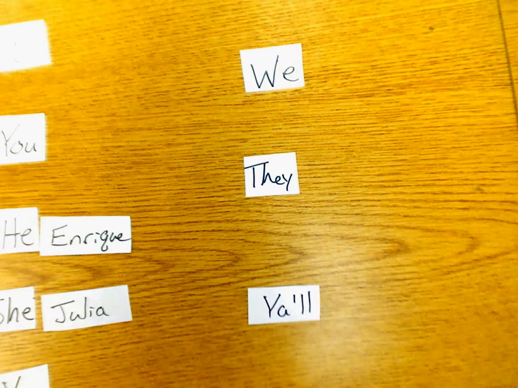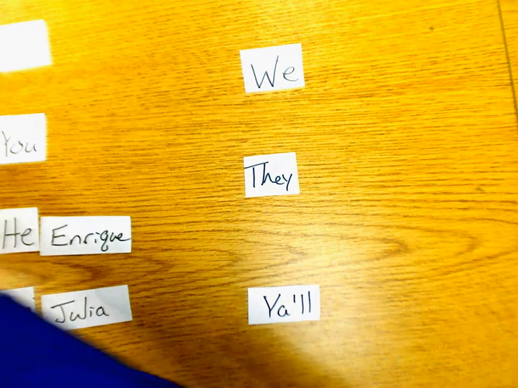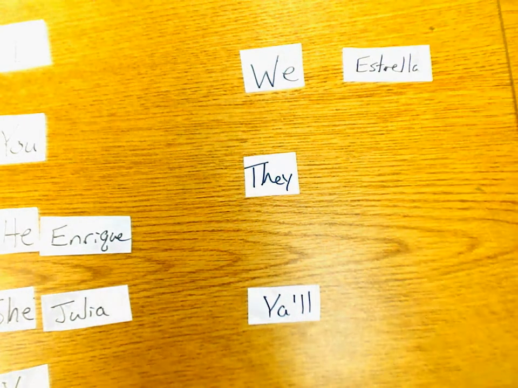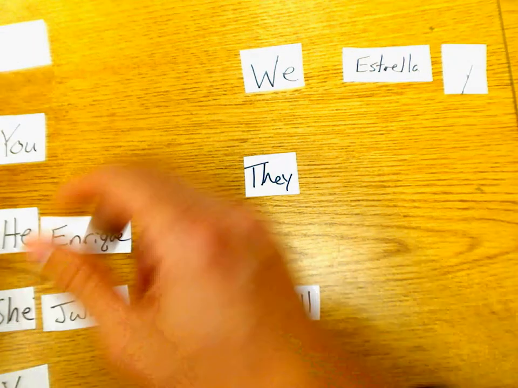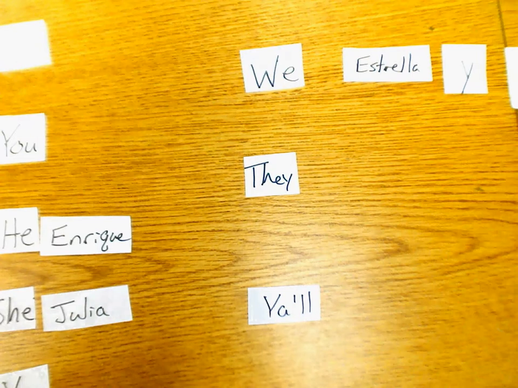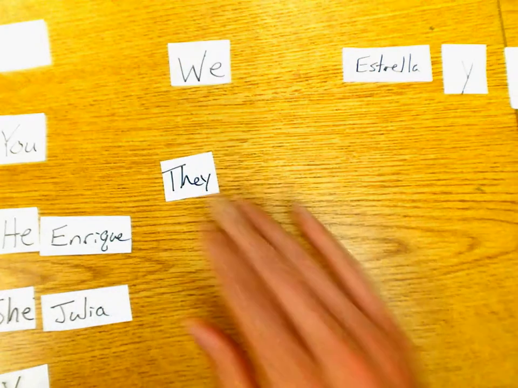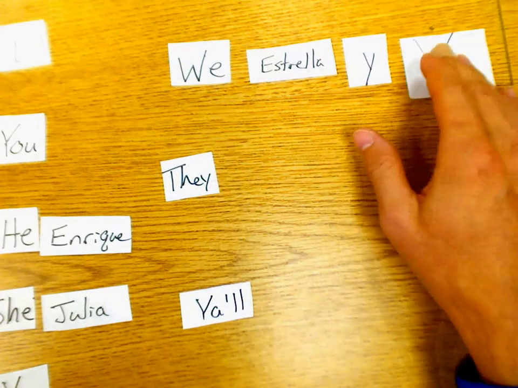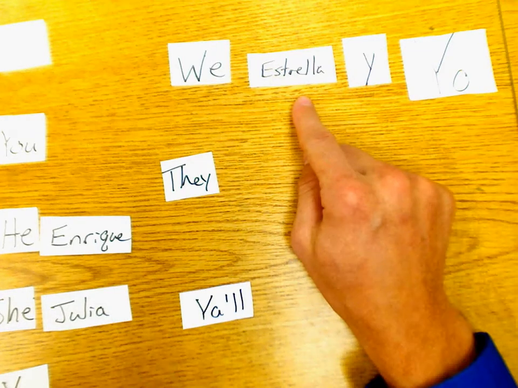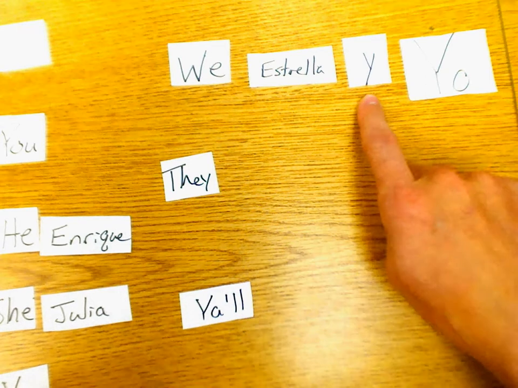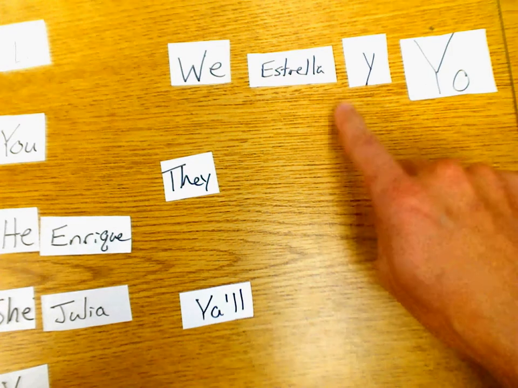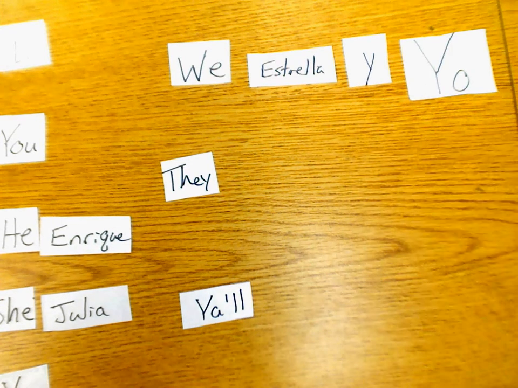So in a sentence, if I was saying Estrella y yo. Okay, now remember, make sure you can see this. Estrella, we know that's a she. Y means and, yo. Estrella and I. What's another way to say Estrella and I?